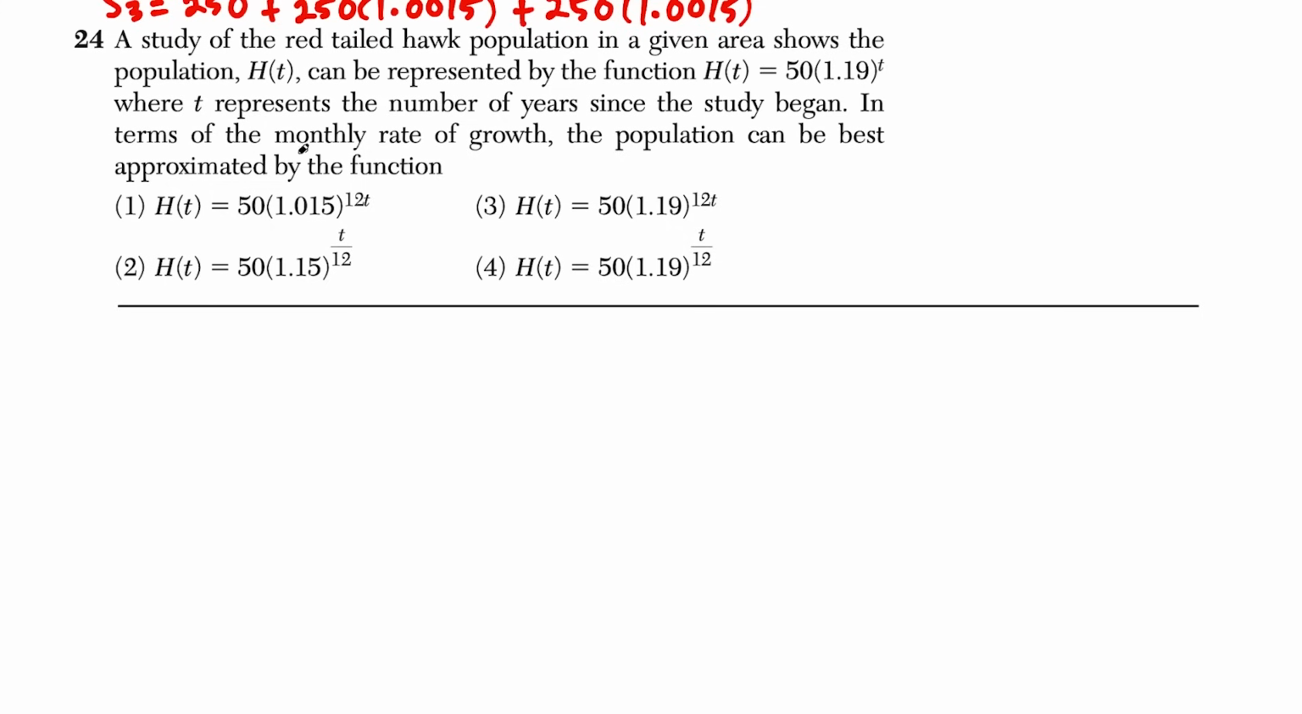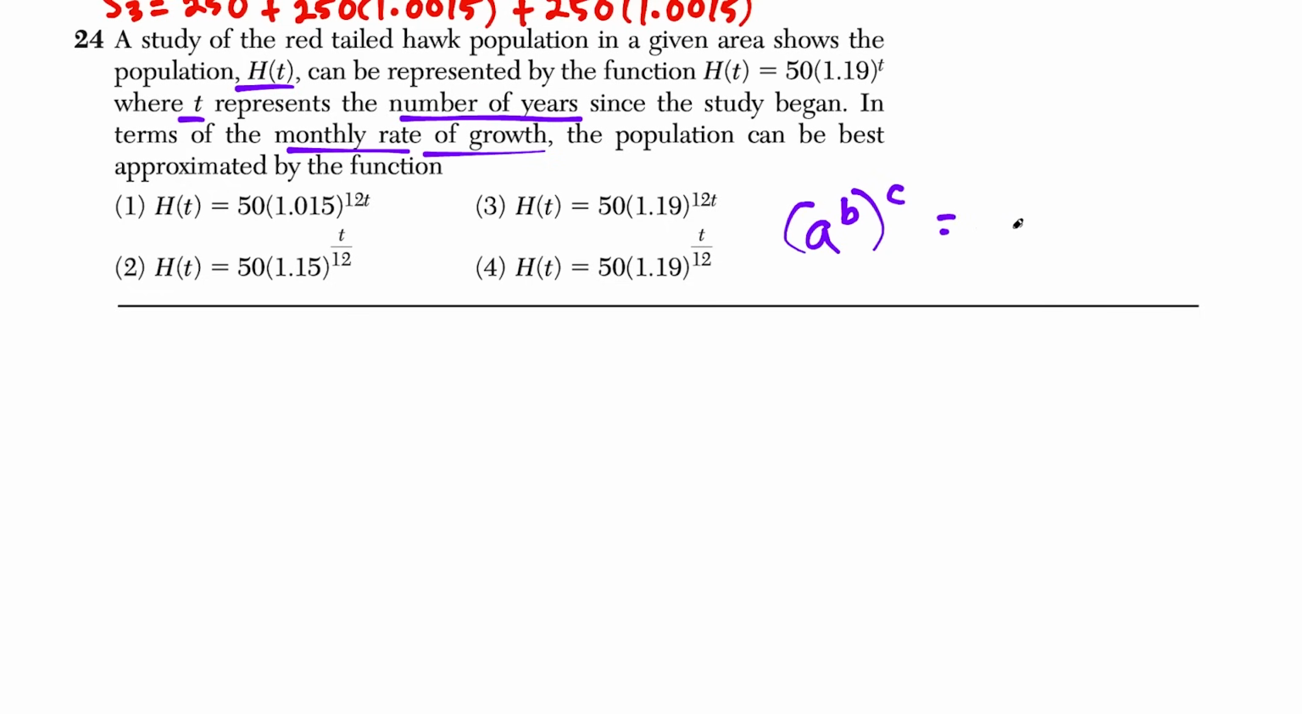Question 24, our last multiple choice question. We have a study of the red-tailed hawk population in a given area shows the population h of t can be represented by the function here, where t represents the number of years since the study began. In terms of the monthly rate of growth, the population can be best approximated by the function, and we have these 4 options here.